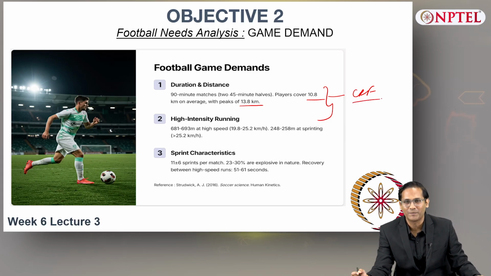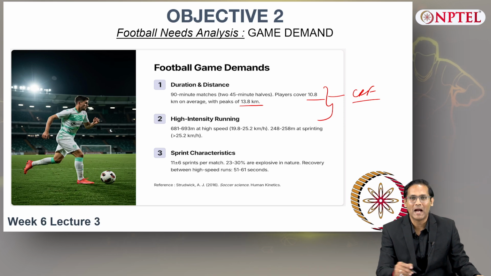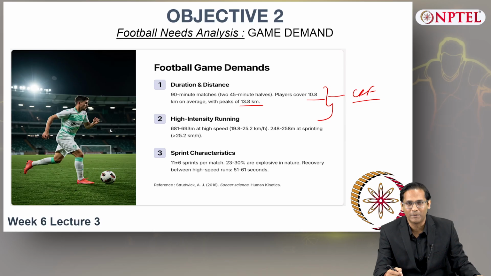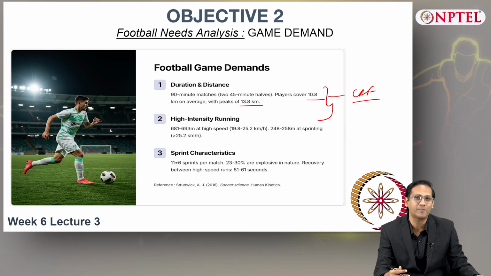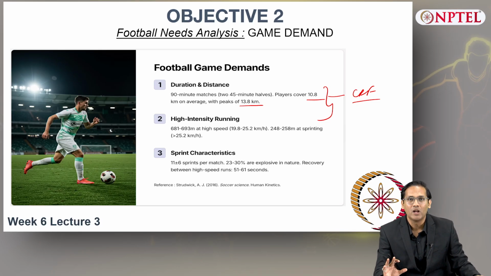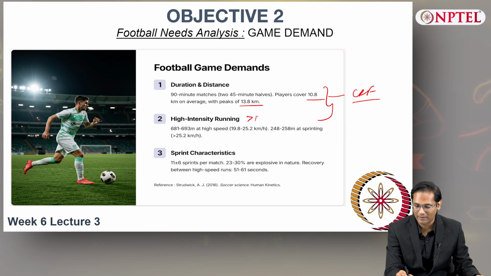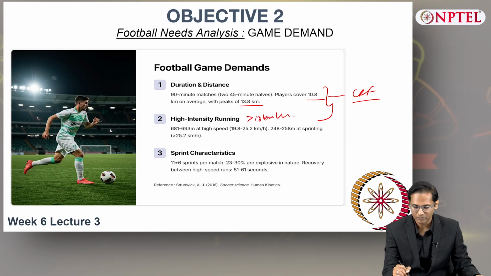This is CRF. Now going one step deeper, how is this distance covered? It is covered with high intensity run ability. It is covered with sprint ability. So these are the two different types of physical ability that are monitored as the demand for a football game. High intensity running means you run greater than 18 km per hour.